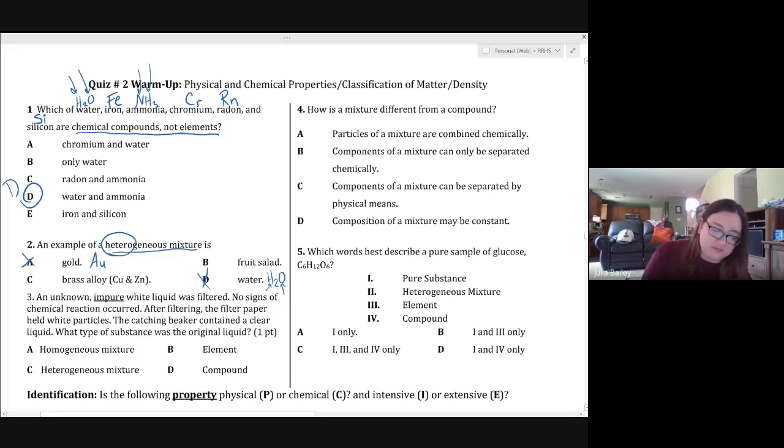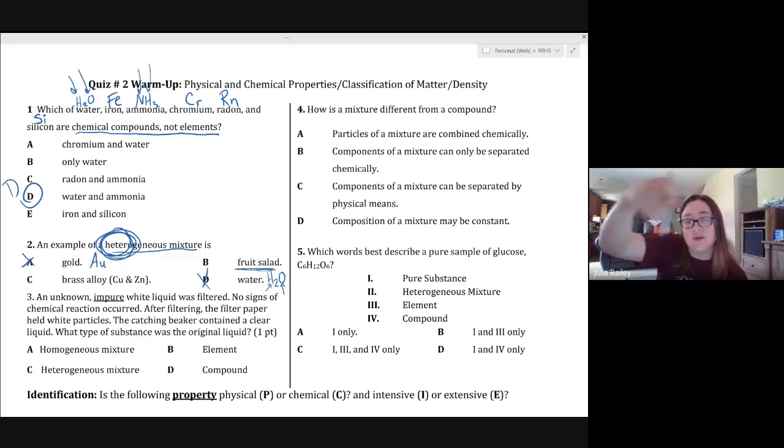Again, if you think about what that prefix hetero means, and that it means that when you look at it, you can see parts that are different. If you kind of know what brass looks like, then that should tell you, well, fruit salad, I definitely know there's differences. I can see a cherry or a melon or pineapple or pears or whatever you put in your fruit salad. There are different things I can see when I am looking at it. So that tells me fruit salad, if I see differences, that is a heterogeneous mixture.